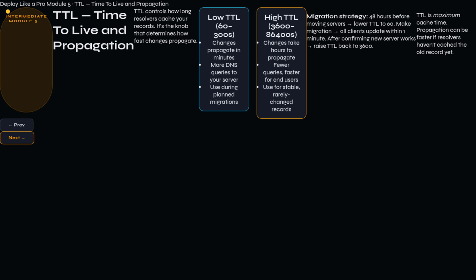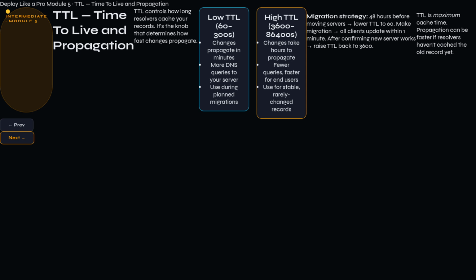High TTL, 3600 to 86,400 seconds. DNS resolvers keep the cached answer for 1 to 24 hours. Changes take that long to propagate. This is appropriate for stable records that rarely change. The benefit: fewer nameserver queries, faster DNS resolution for end users.